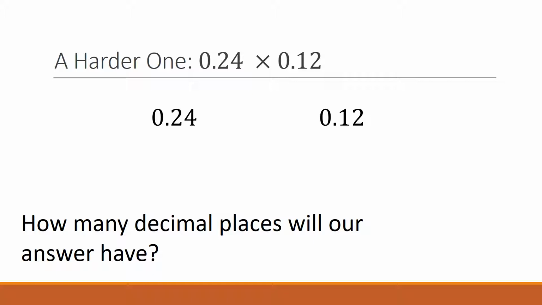So let's look at a harder one. 0.24 times 0.12. How many decimal places will our answer have? Well, there are 2 decimal places in 0.24. There are 2 decimal places in 0.12. 2 plus 2 is 4. So my final answer should have 4 decimal places.